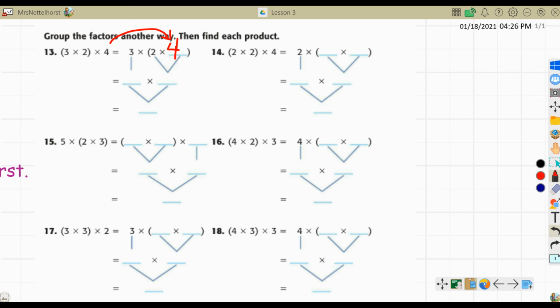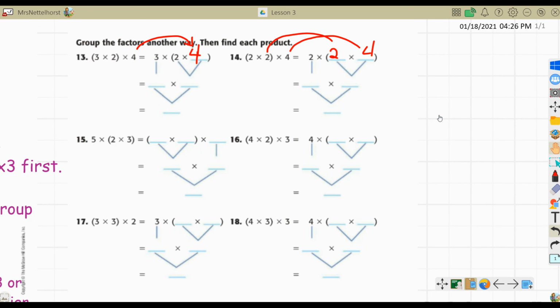Let me show you again on number 14. 2 groups of 2 times 4 is the same as 2 times blank times blank. Just bring it from over here. So I'm going to bring the 2 over, and I'm going to bring the 4 over. You don't need to draw the arrows if you don't want to. And then you're going to do the math. Okay? So that is how you do that independent practice page.